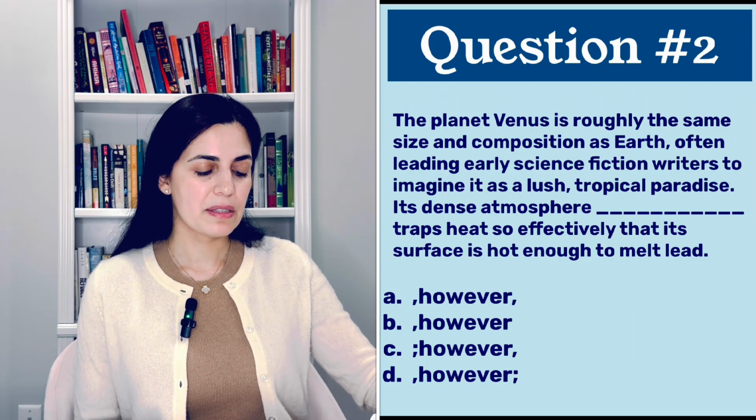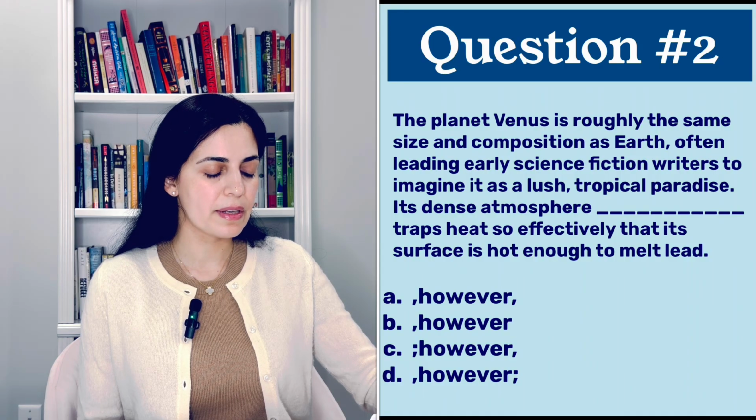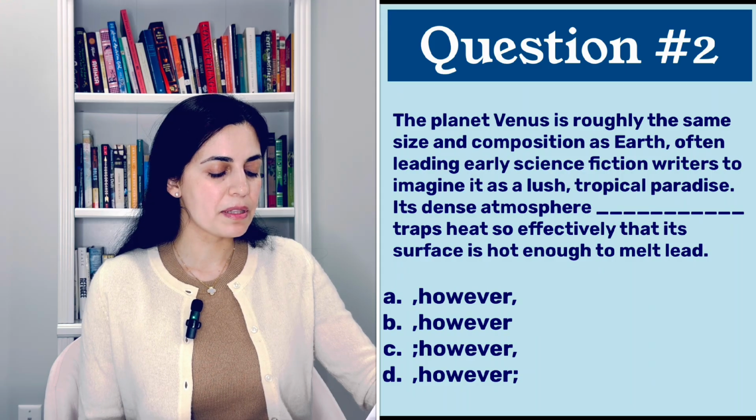The planet Venus is roughly the same size and composition as Earth, often leading early science fiction writers to imagine it as a lush tropical paradise. Its dense atmosphere, blank, traps heat so effectively that its surface is hot enough to melt lead.